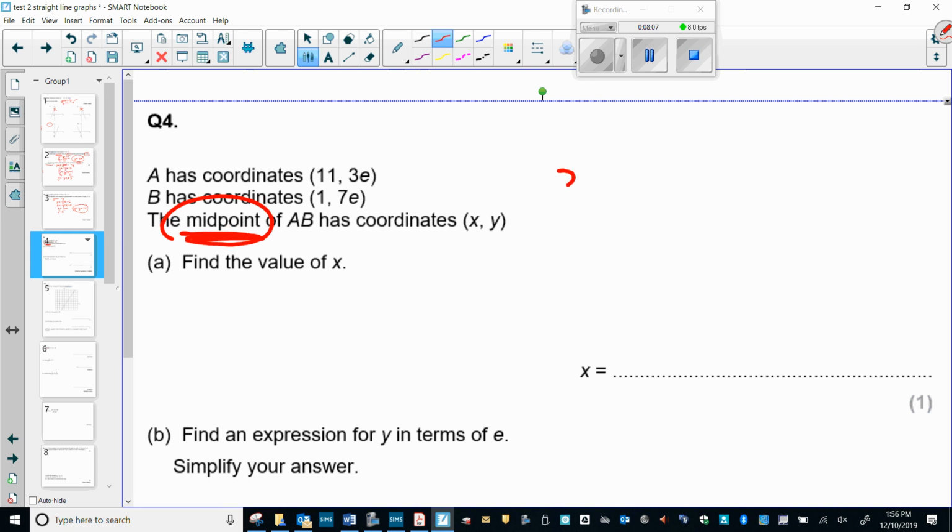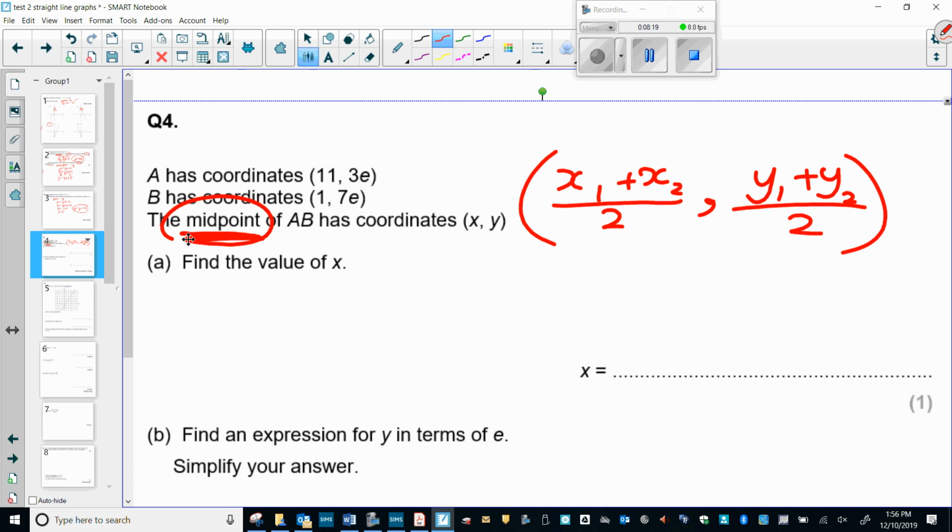x1 plus x2 over 2, comma, y1 plus y2 over 2. Good. And we remember that coordinates come x first and then y. So it was a clue here that they had the x first then the y, so you need to make sure you're remembering that. So if we're finding the value of x, it means that we're going to be doing 11 plus 1 divided by 2. You're happy with that? Yeah. And 11 plus 1 is 12, divided by 2 is 6. Okay, done.